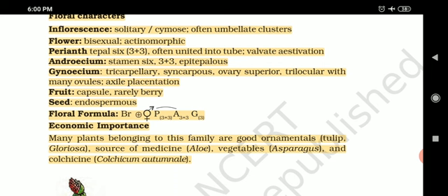So economic importance, you have to learn any 3 or 4 example. So aloe vera, right? Then vegetables such as asparagus, then onion, tulips. These are the economic importance.